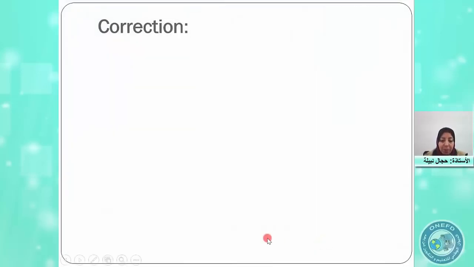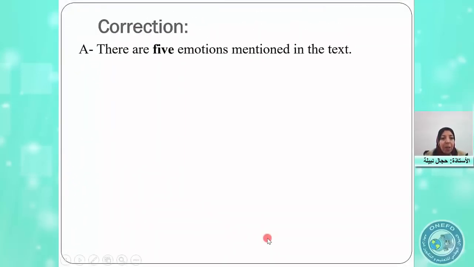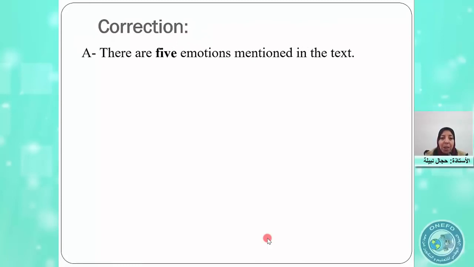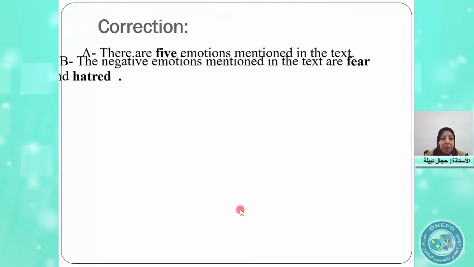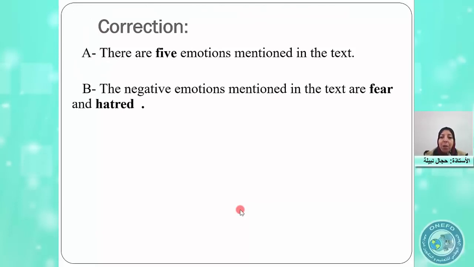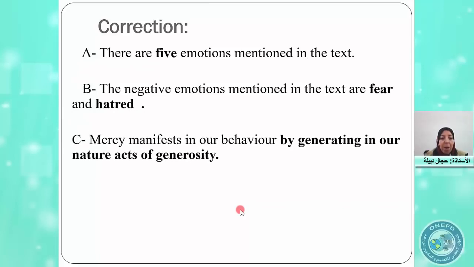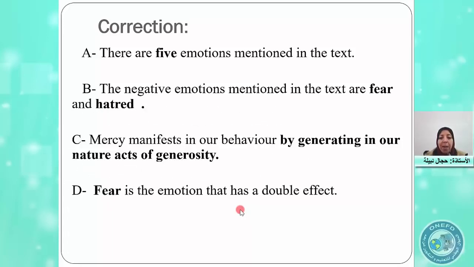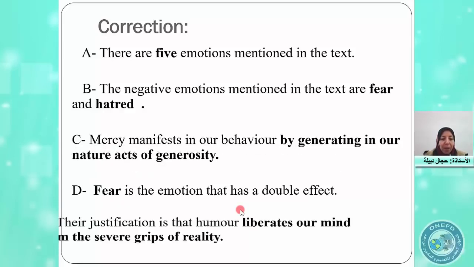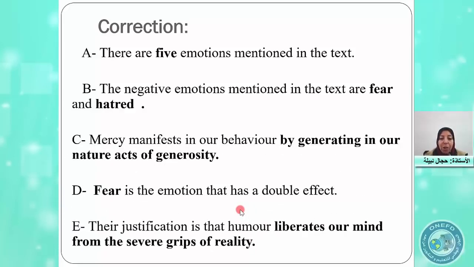Here are the answers. There are 5 emotions mentioned in the text. The negative emotions mentioned in the text are fear and hatred. Mercy manifests in our behavior by generating in our nature acts of generosity. Fear is the emotion that has a double effect. And finally, their justification is that humor liberates our mind from the severe grips of reality.